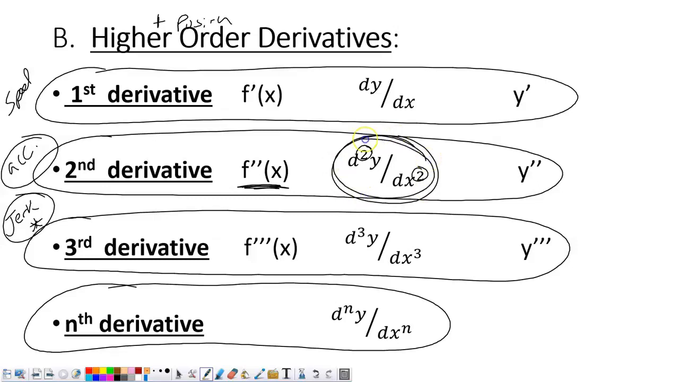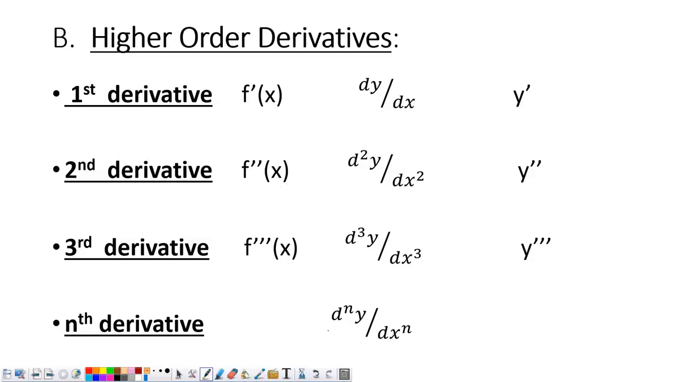Now let's talk about this notation a little bit. Why does it have to be written like this instead of like this? Why do we write it like this and not like this? Well, let's explain why that is. It actually makes sense if you think about it.